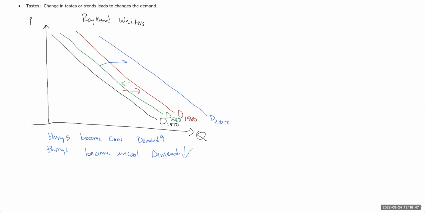That's how taste and trends can impact or influence demand for products. All right, let's do the next one: expectations.